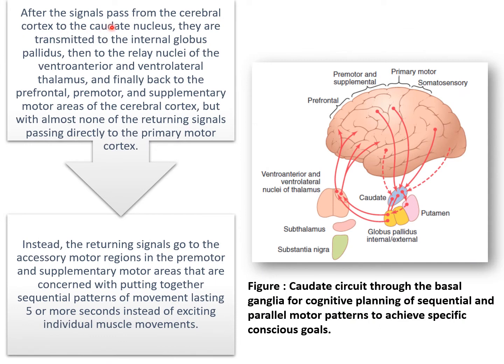Now after the signals pass from the cerebral cortex to the caudate nucleus, they are transmitted to the internal globus pallidus, and then to the relay nuclei of the ventroanterior and ventrolateral thalamus, and finally back to the prefrontal, premotor and supplementary motor areas of the cerebral cortex, but with almost none of the returning signals passing directly to the primary motor cortex.